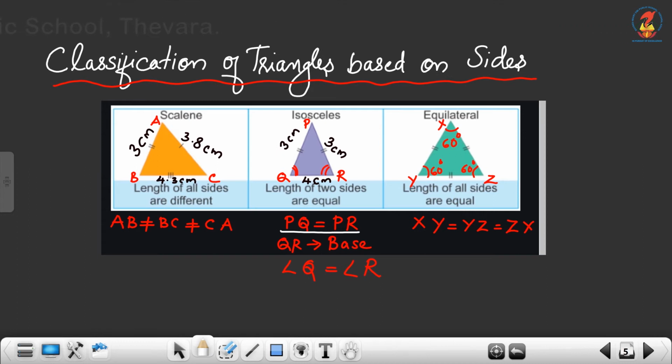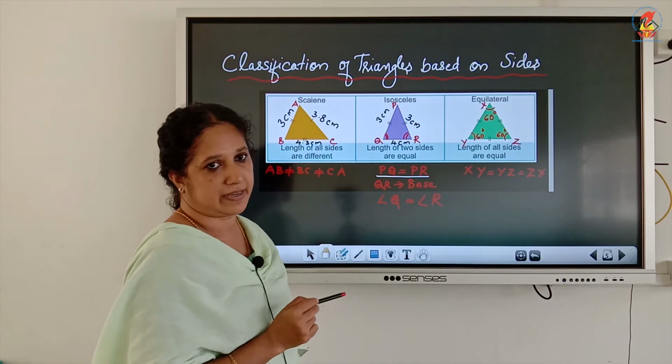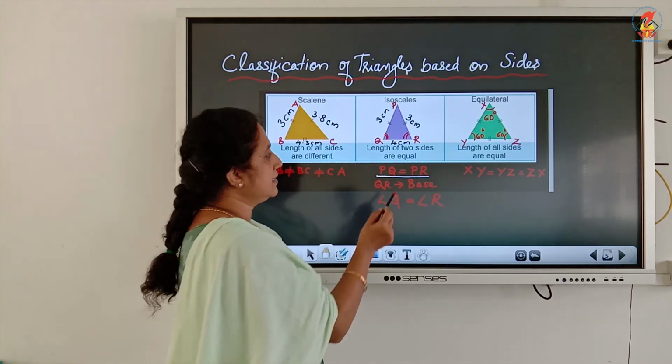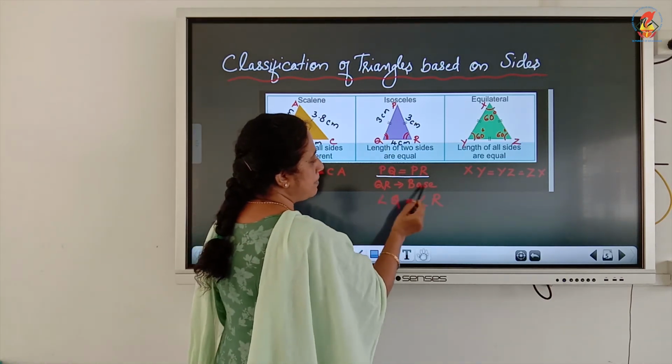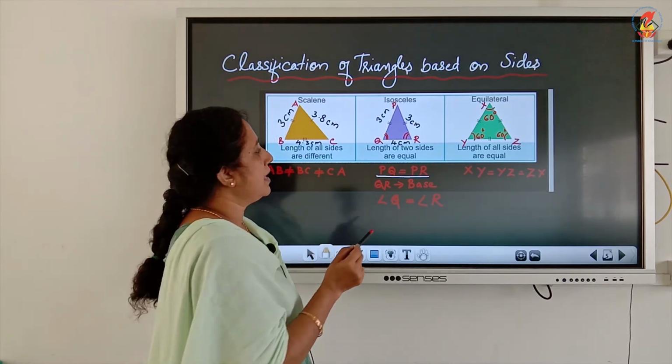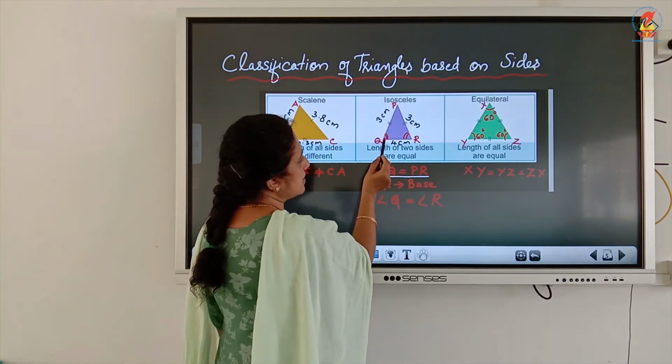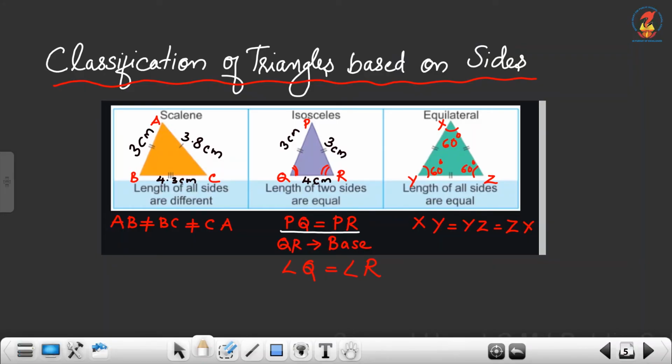Now the second one is the isosceles triangle. The two sides are equal and the third side we can call the base of the given triangle. And here look at that, the angles lying on the base, that means angle Q and angle R, will have the same measure. That means angle Q is equal to angle R.